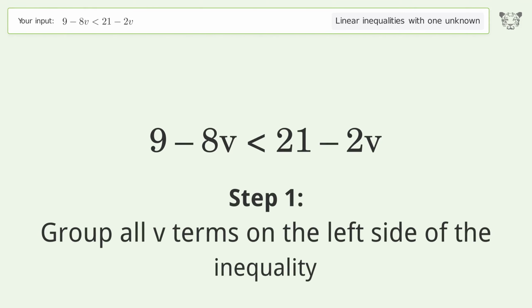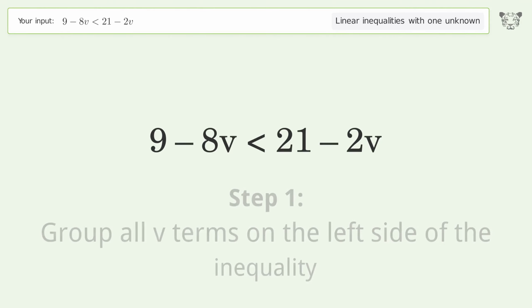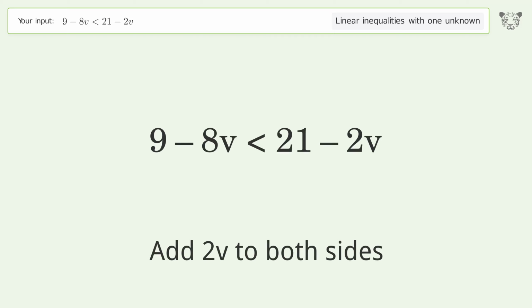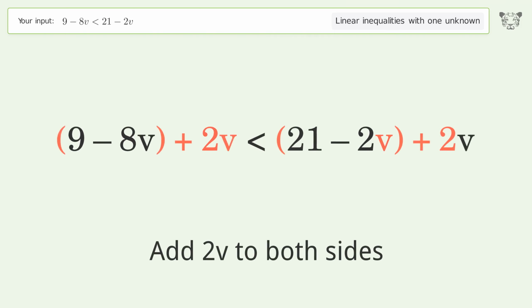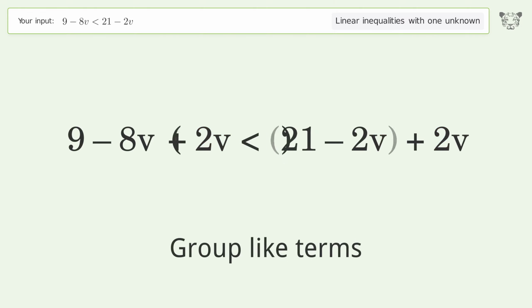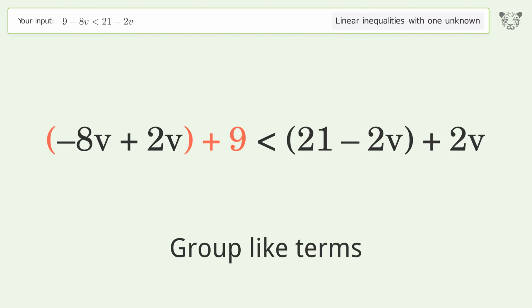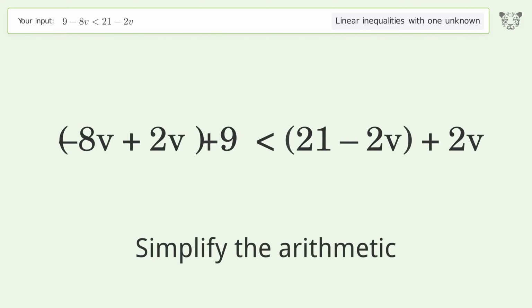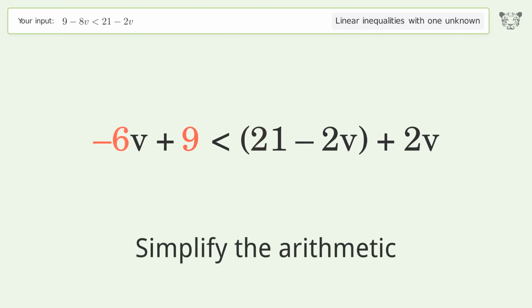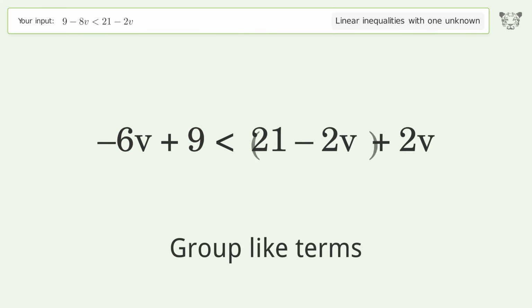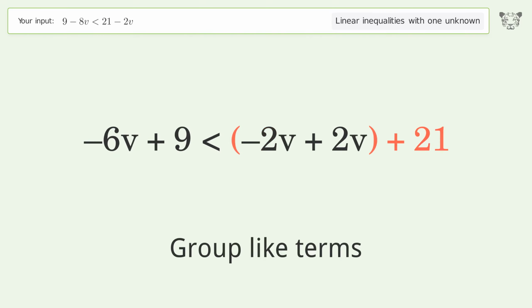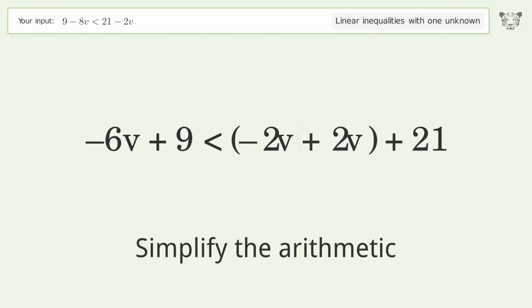Group all v terms on the left side of the inequality. Add 2v to both sides. Group like terms. Simplify the arithmetic. Group like terms. Simplify the arithmetic.